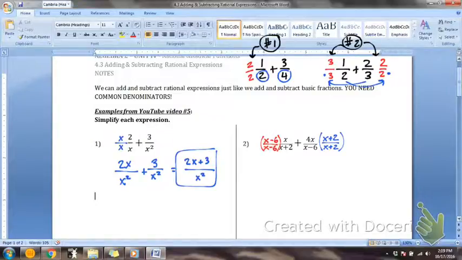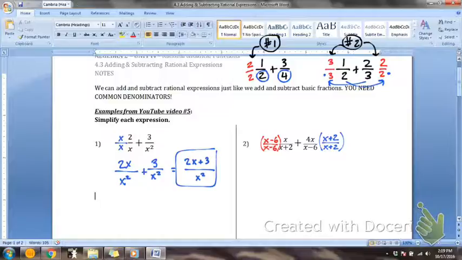Okay, questions on this part before we go on? Yes? Why can't we do that one by x minus 3? Because x minus 3, and if you add x minus 3 plus x plus 2, you're not going to get x minus 6. Or if you multiplied x minus 3 times x plus 2, you're not just going to get x minus 6. Okay?